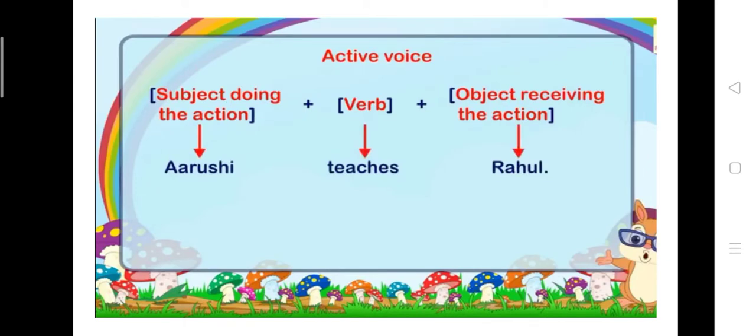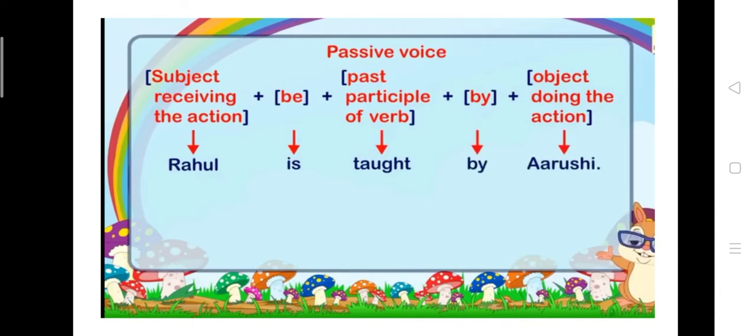Now look at one more example in detail. Arushi teaches Rahul. Here you can see subject doing the action, verb is teaches, and object receiving the action. Okay, Rahul is receiving the action. So here this sentence is given in simple present tense. Now look at the sentence. This one is in active voice. Let's see the same sentence in passive voice. Rahul is taught by Arushi.